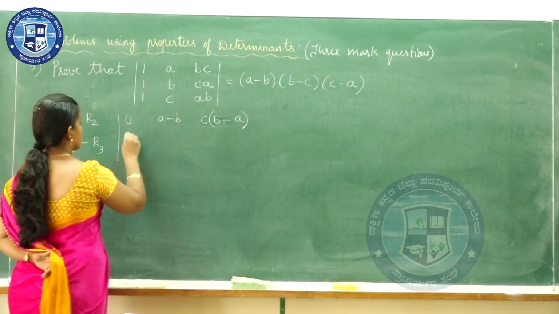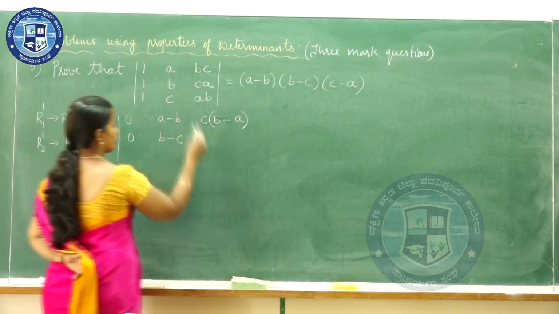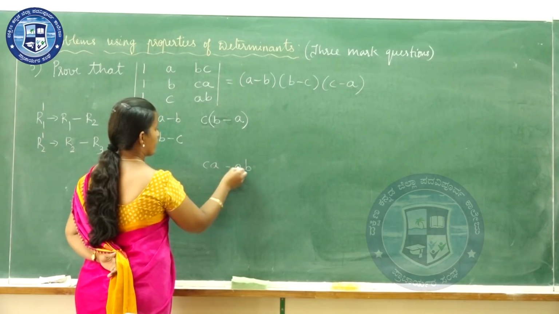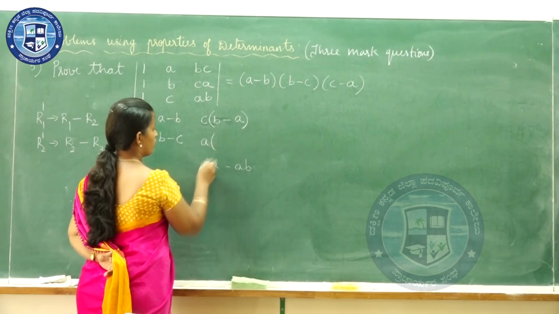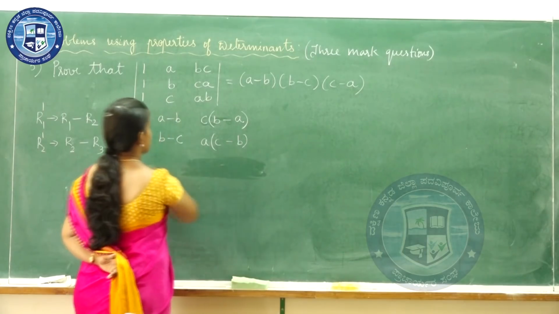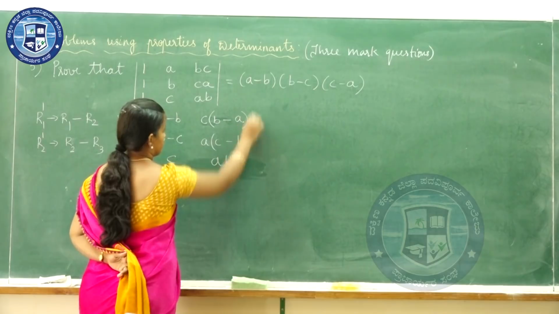So 1 minus 1 is 0. Here it is b minus c. Then you have ca minus ab. So a is common. What will remain is c minus b. Okay. Next, the third row as it is.